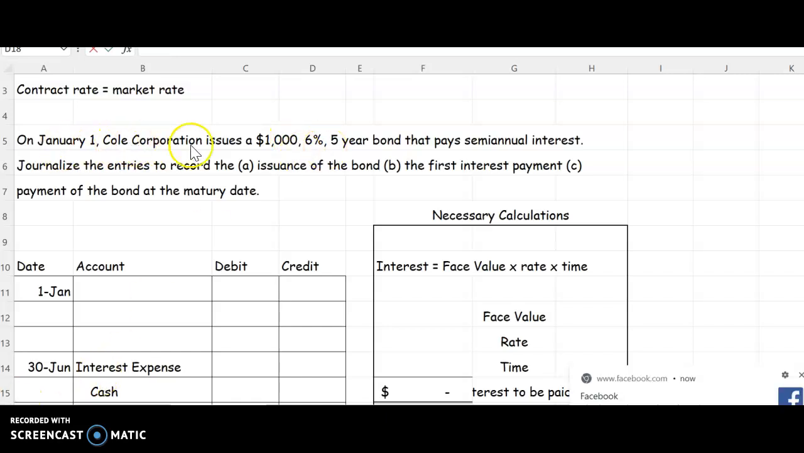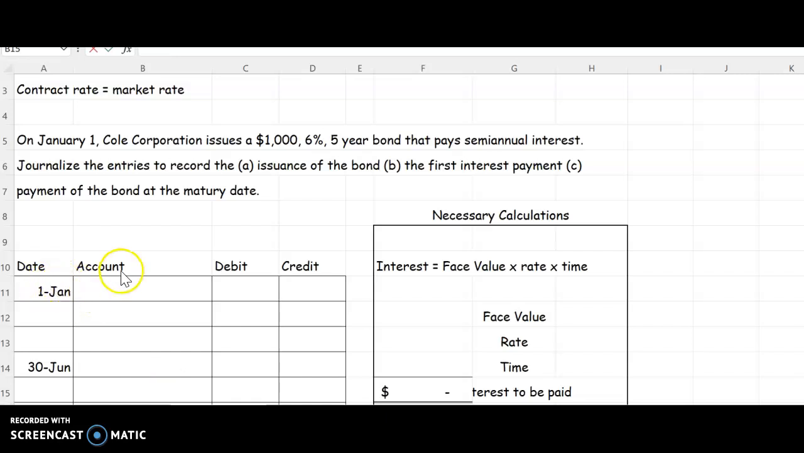So on January 1st, Cole Corporation issues a $1,000 6% 5-year bond that pays semi-annual interest. That means that this bond is going to pay interest every 6 months. So we need to journalize the entries to record the issuance of the bond, the first interest payment, and the payment of the bond at the maturity date. And the maturity date is the term of the bond. So that would be 5 years out from this date.